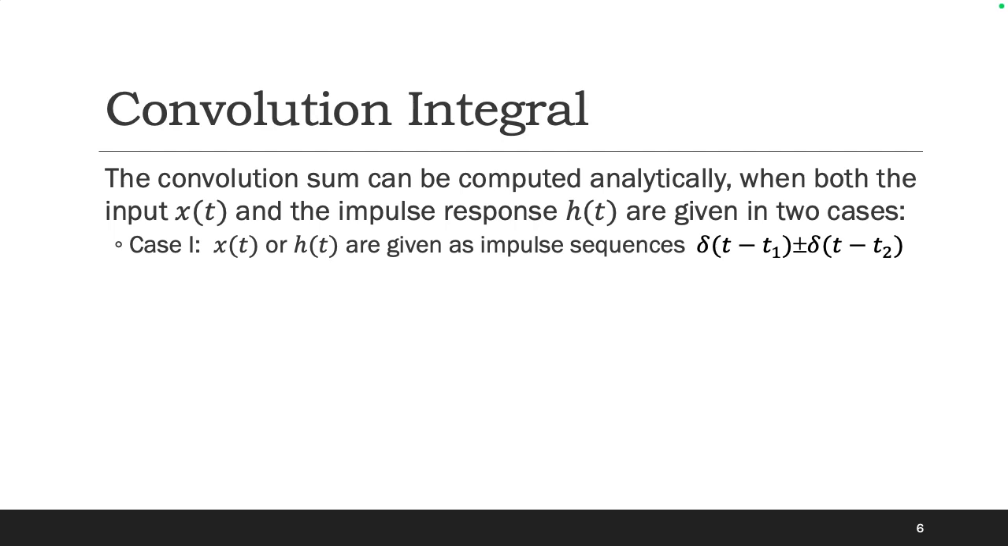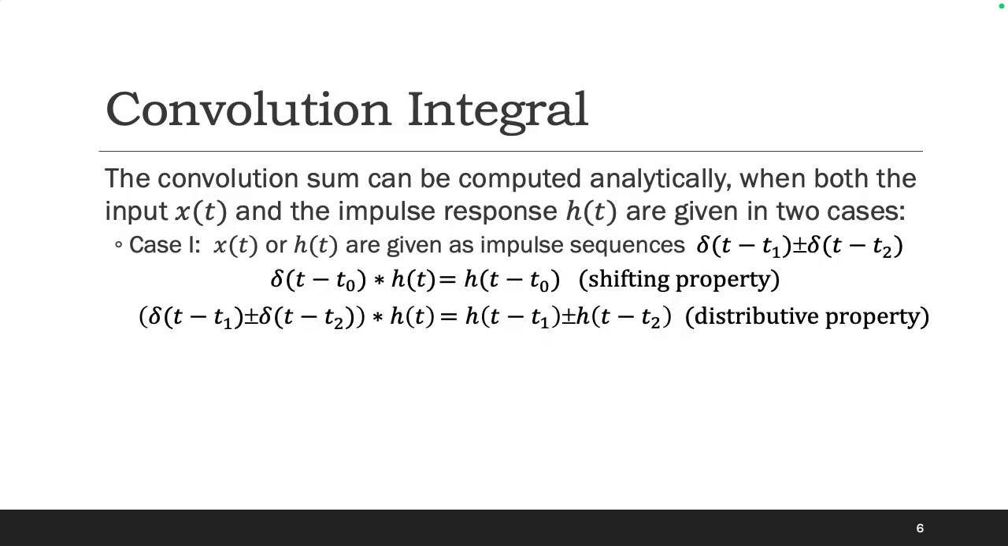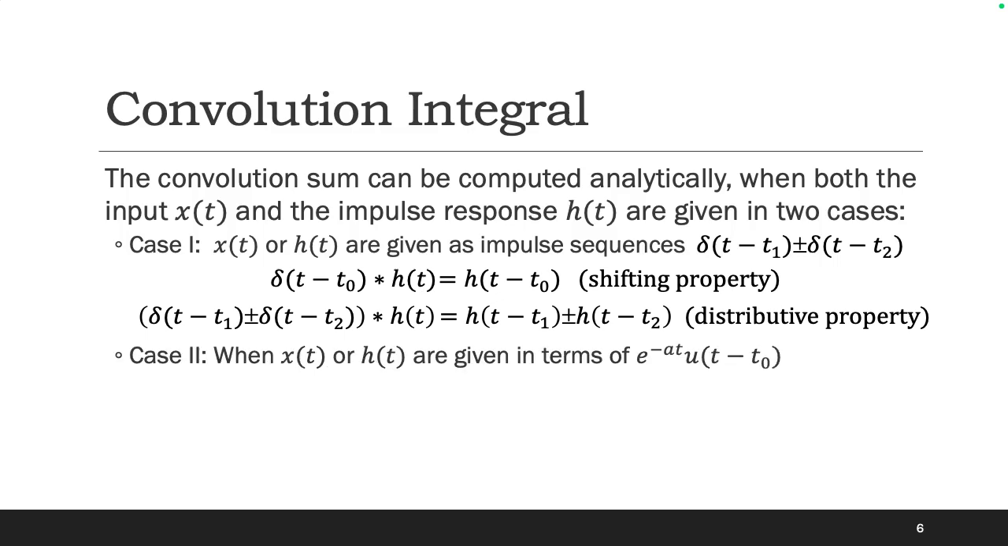The first one is when xt and ht are given as simple input sequences, and then what can you do? Do you know? Yeah, you can use some properties to simplify that. And for case 2, usually the xt and the ht will be given in terms of this one.